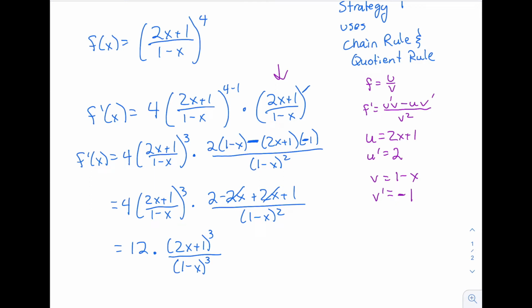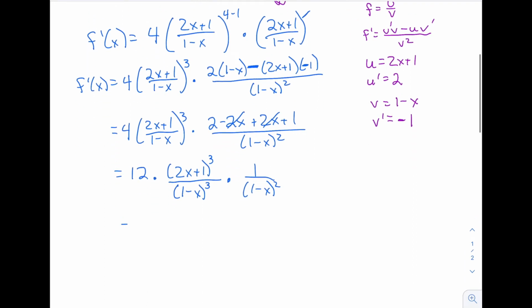And then I already took care of the 2 plus 1 is 3, and I multiplied that 3 times 4 right here. So this is just going to be 1 over 1 minus x quantity squared. So I'll have 12 times 2x plus 1 cubed, and in the denominator, 1 minus x, and here I'll be adding my exponents, so I'll end up with the 5th power.